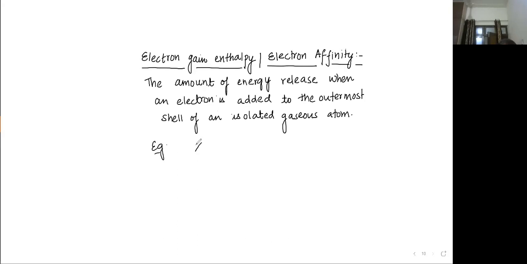For example, in an X atom, we are adding an electron. If an electron is added and energy is released, will delta H be positive or negative? Correct. Delta H is negative because energy is released and it is exothermic. For ionization energy, energy is required to remove the electron, so delta H is positive. For electron gain enthalpy, delta H is negative.